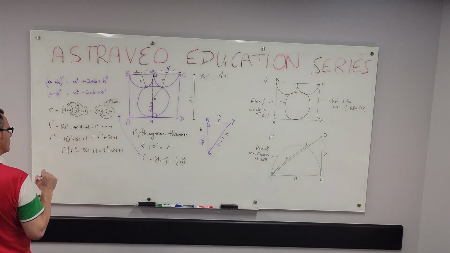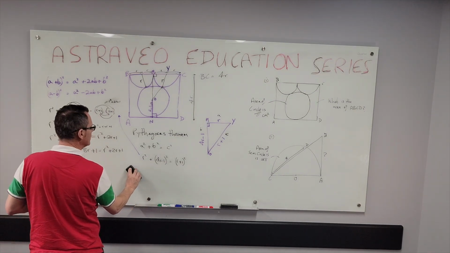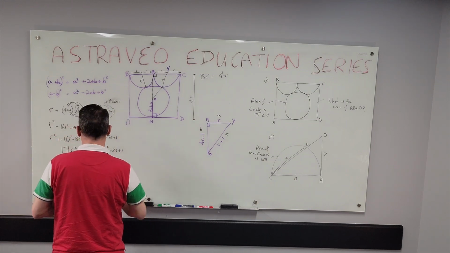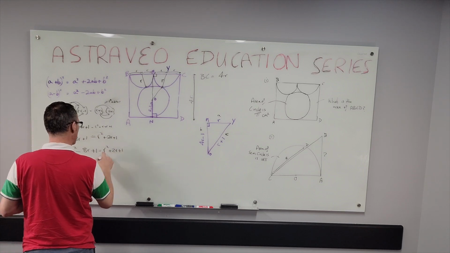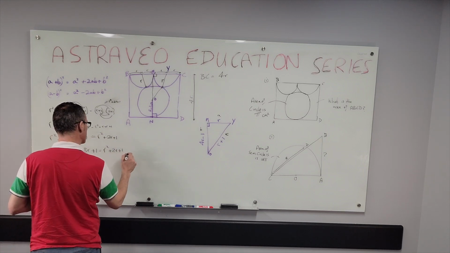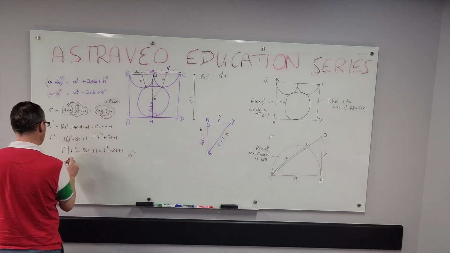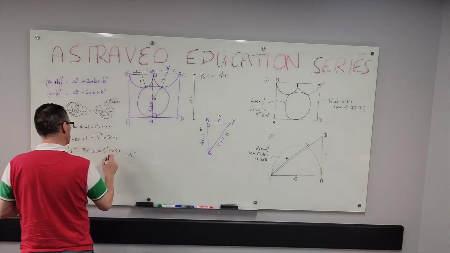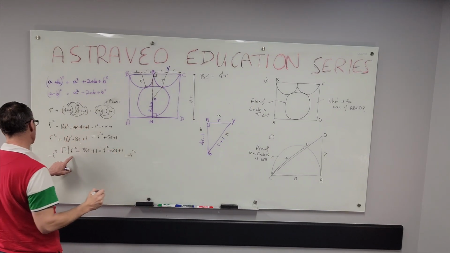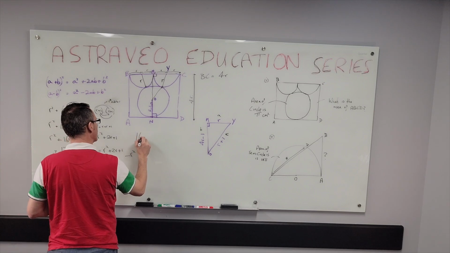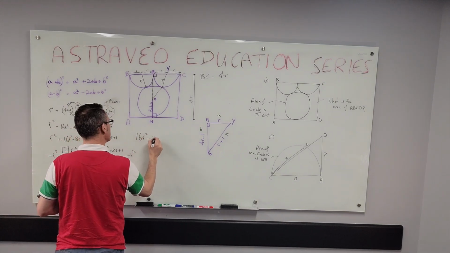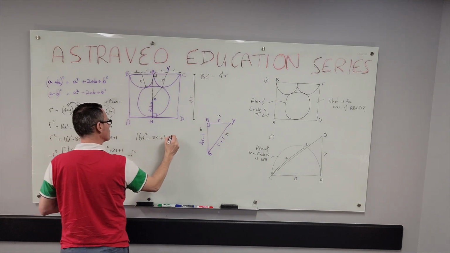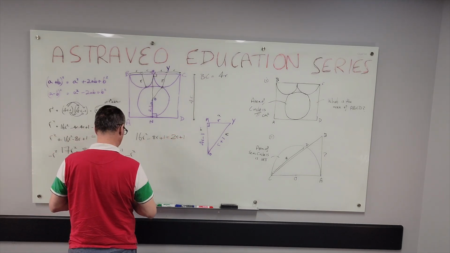All right, where do we go from here? I'm running out of room a little bit, so I'm going to give ourselves a little bit more space. Okay, so I'm going to subtract r squared from both sides because we have an r squared. So r squared minus r squared is 0. Now 17r squared minus 1r squared is 16r squared minus 8r plus 1 equals 2r plus 1.